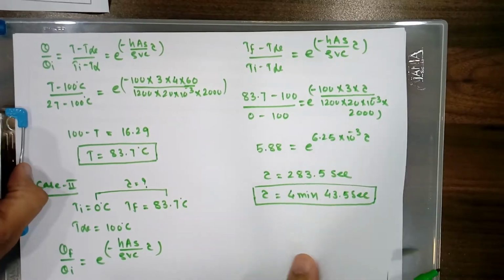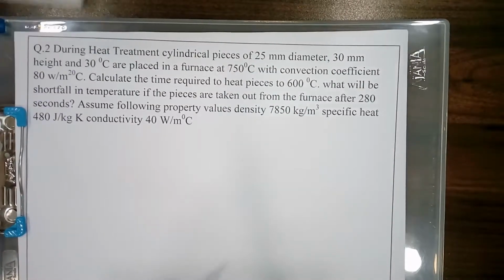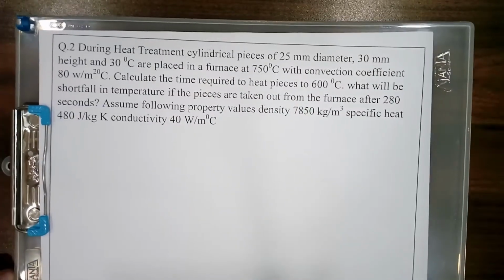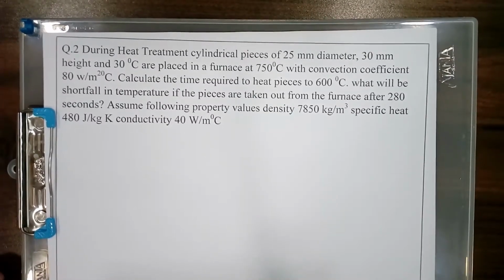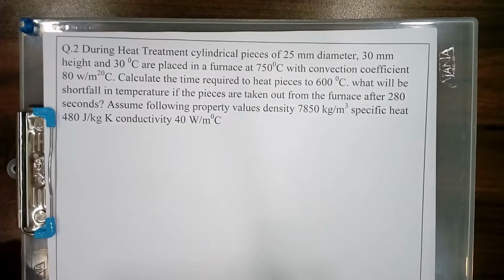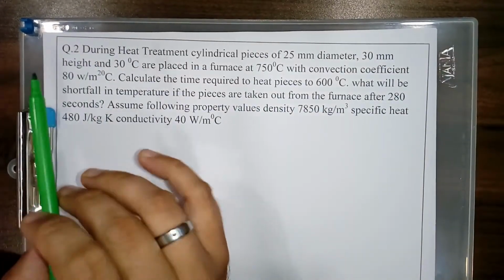Now we are going for the second numerical. Students, I have selected the numericals in such a way that we can cover two different important geometries, that is spherical and cylindrical. In the first numerical we analyzed the case of spherical elements. In this case we are going to analyze cylindrical elements. So let us go for numerical number 2.